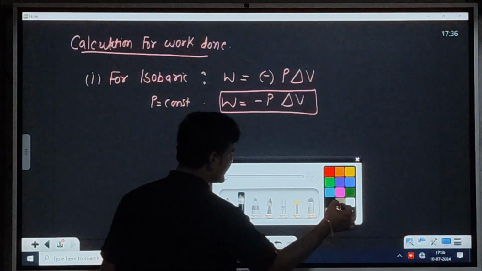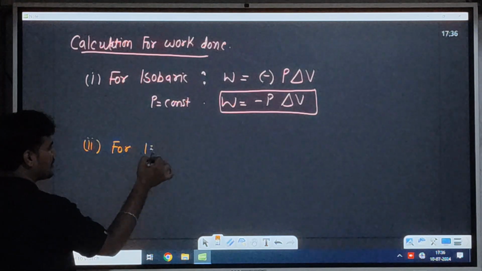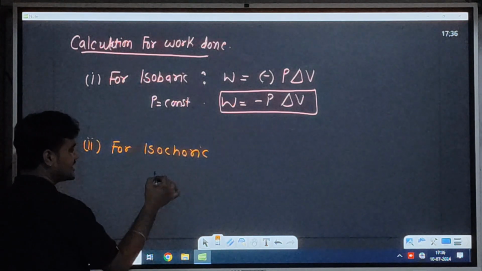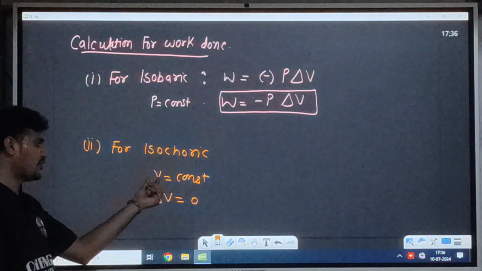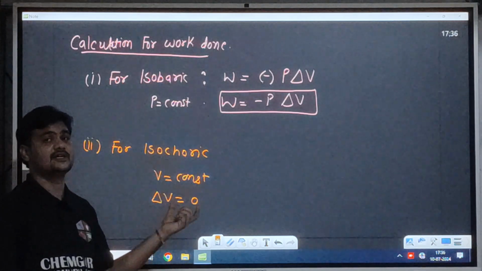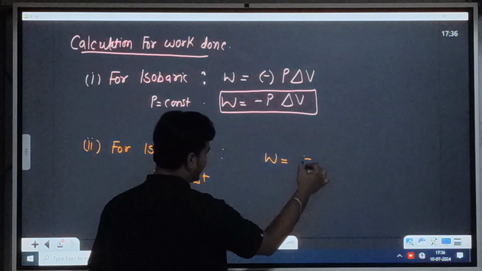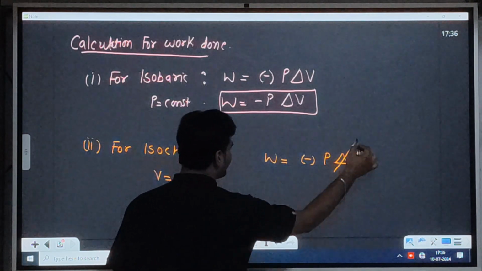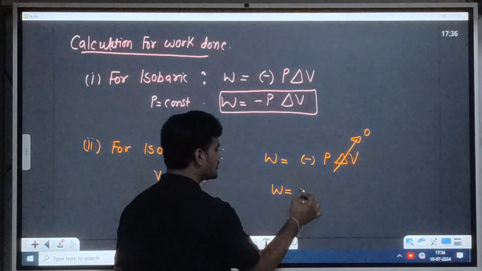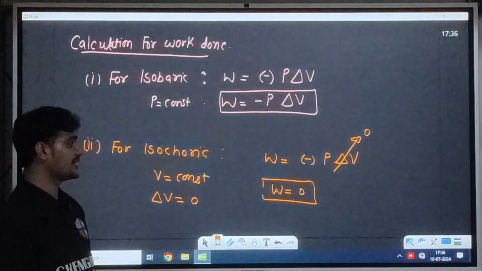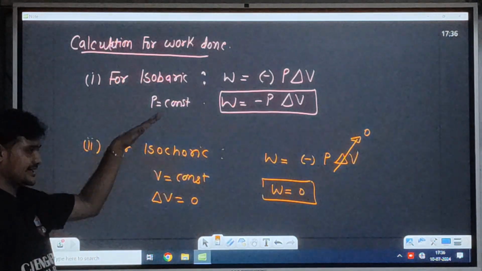Again, for a different process, I have to calculate for the isochoric process. What is an isochoric process? Especially see that volume must be constant and delta V must be equal to 0, because volume V2 minus V1 is always constant, and delta V, I can say, is 0. So I apply the formula W equals minus P delta V. Delta V is 0, so 0 multiplied by pressure is 0. So here it is very fundamental and important that work done is 0 for the isochoric process. I hope you are clearing. It is very clear to you.